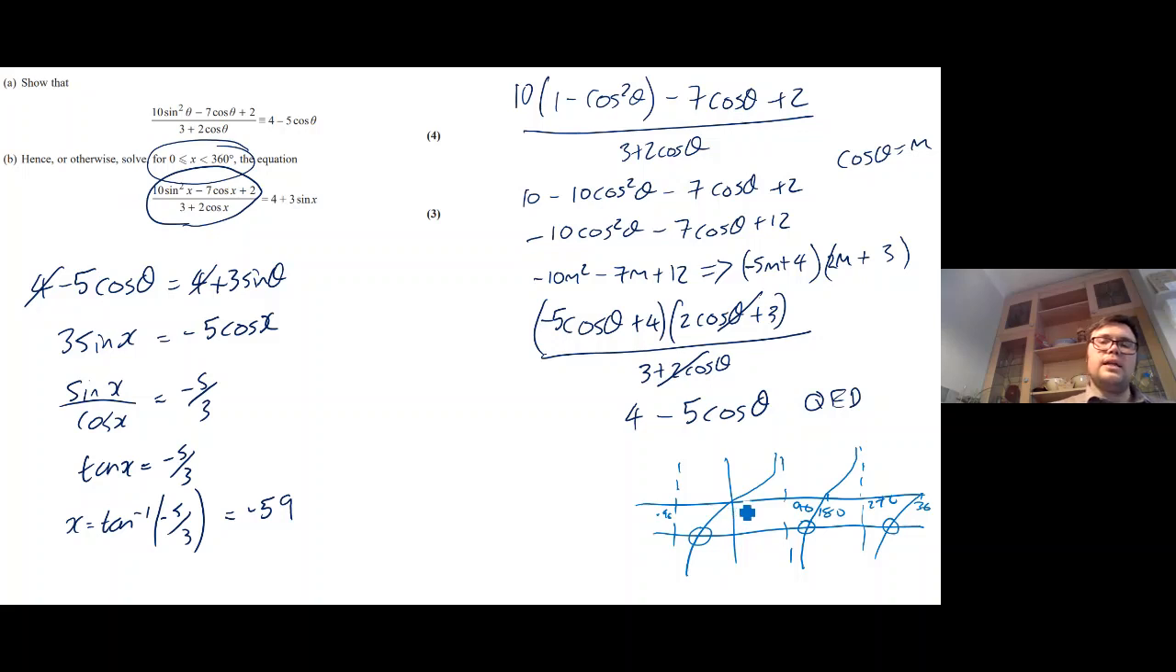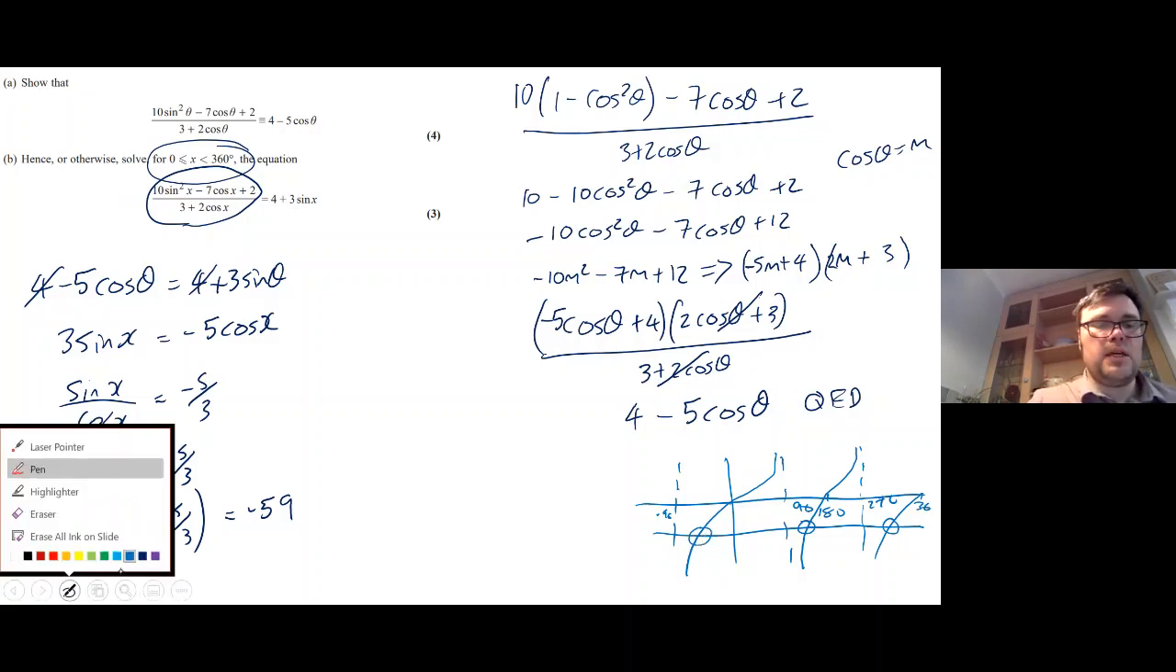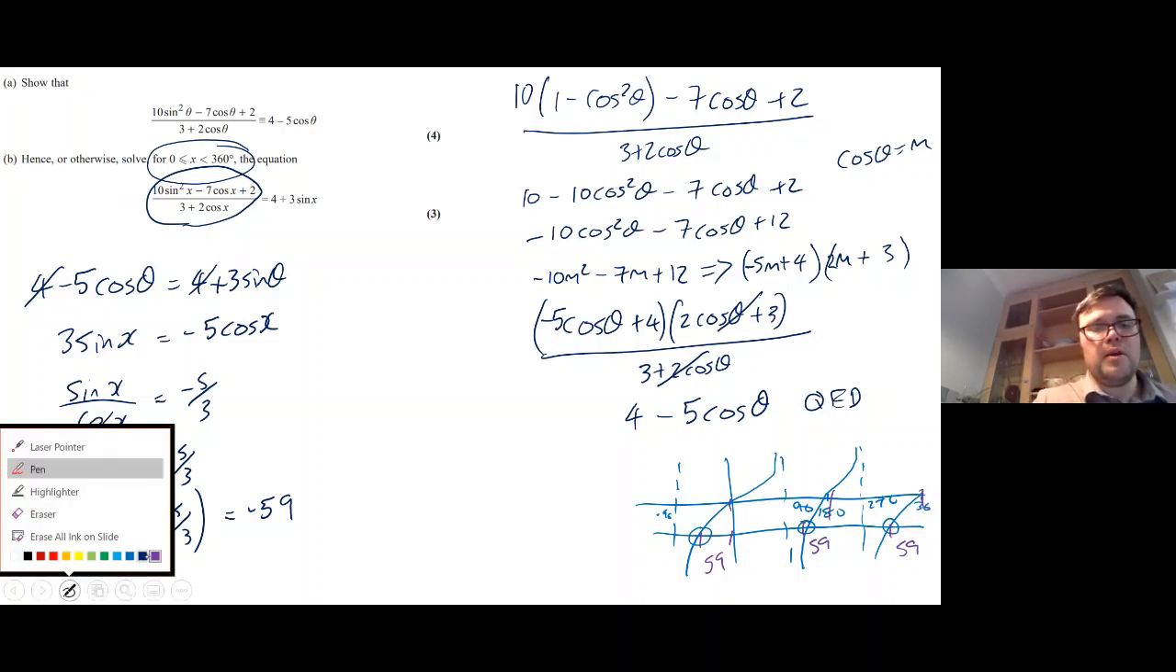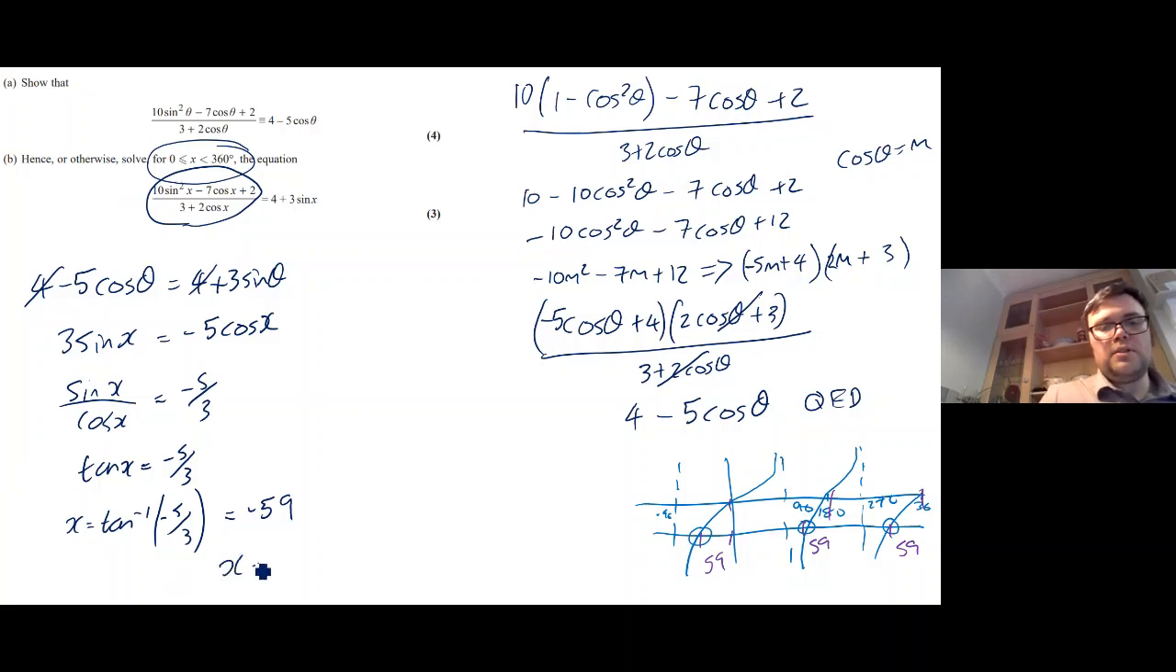For a sine and a tan graph, I always look at where it crosses the axes. So the distance from here to here is 59, and from here to here is also 59, because you use the symmetry of the graph. So x equals 180 minus 59, and it also equals 360 minus 59. So my 2 answers are 121 and 301.